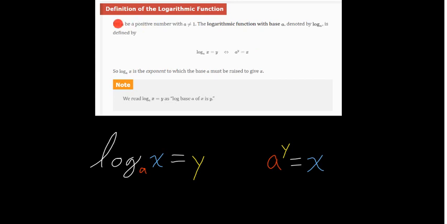If we let a be a positive number with a not equal to 1, the logarithmic function with base a, denoted by log base a, where we read the subscript as base a, is defined by log base a of x is equal to y. That's the same thing as saying a to the y power is equal to x. So we can flip-flop from logarithmic to exponential really quickly.